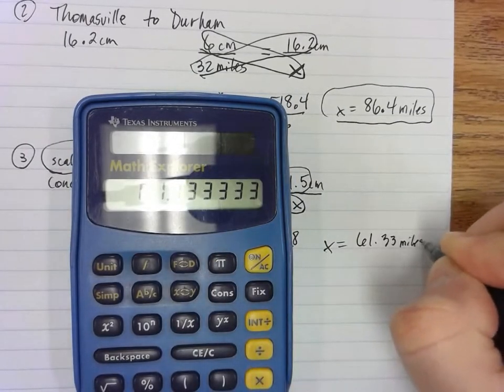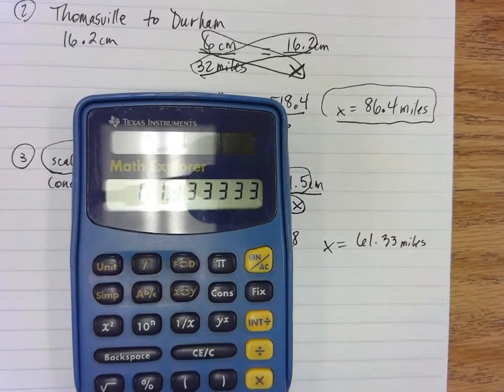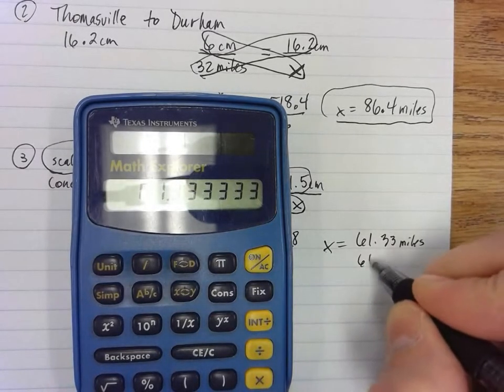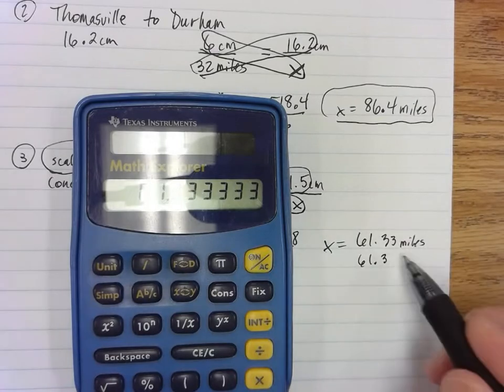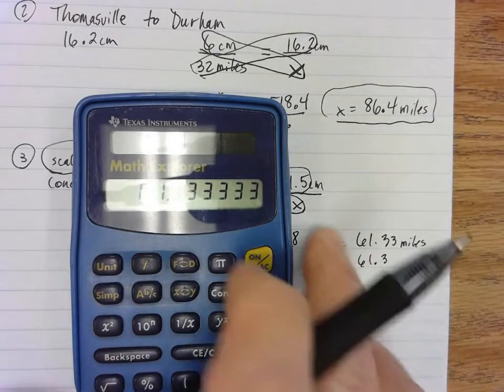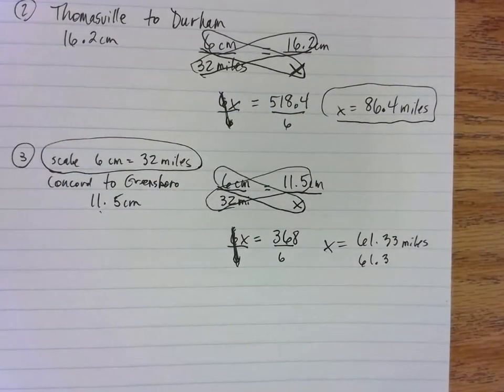If we went to the hundredths place, of course, again, if it said something about to the tenths place, that would just be 61.3 if it asked for the tenths place. So 61.33 to the hundredths, 61.3 to the tenths place.